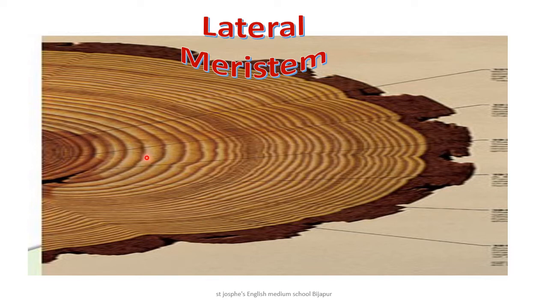So if you cut a tree transversely or laterally like this, you will be able to see a lot of ring-like structures like this. If you count the rings, you will be able to tell the age of the tree. How? Well, one ring is formed in 1 year. So if there are 100 rings, that will indicate that the tree is 100 years old.